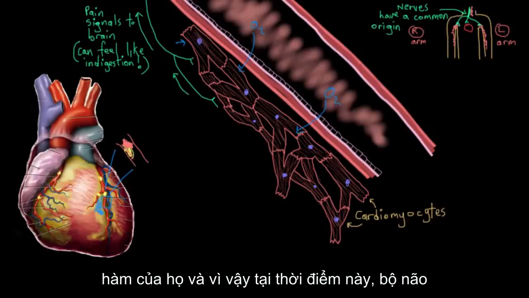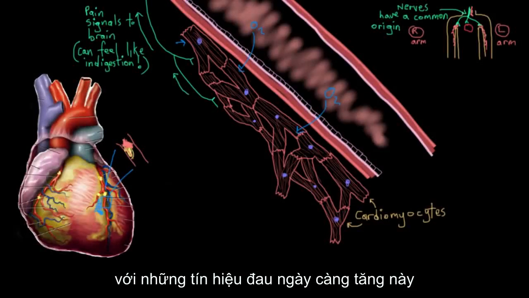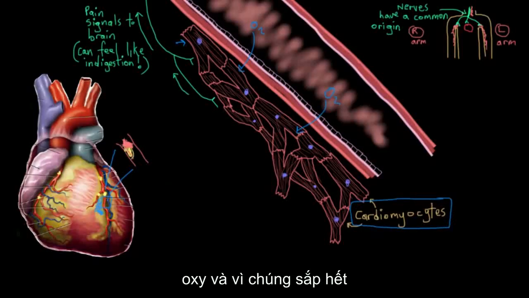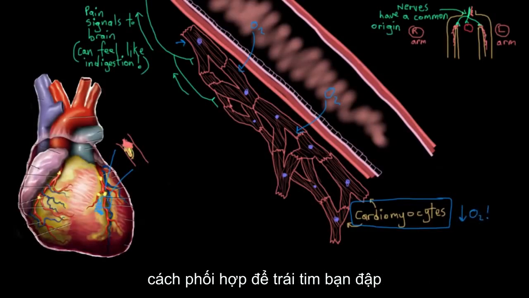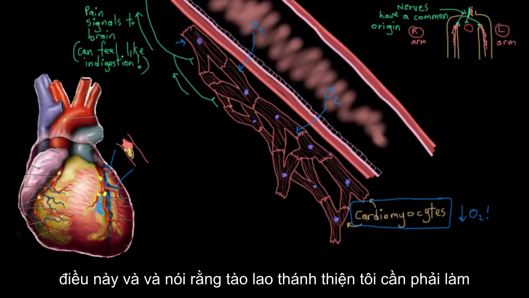And so at this point, the brain is confused, right? I mean, it's overloaded with these increasing pain signals coming from the heart, right? And to add to that, you got all of these cardiomyocytes that are running low on oxygen. And because they're running low on oxygen, the nice, normal, coordinated way that your heart beats will be compromised. And your brain doesn't like this. So your brain senses this and says, holy crap, I need to do something about this.